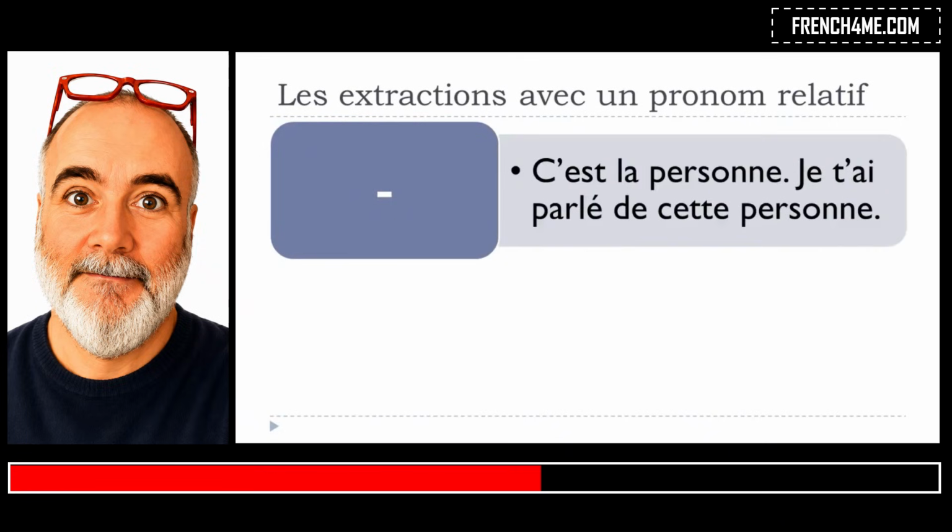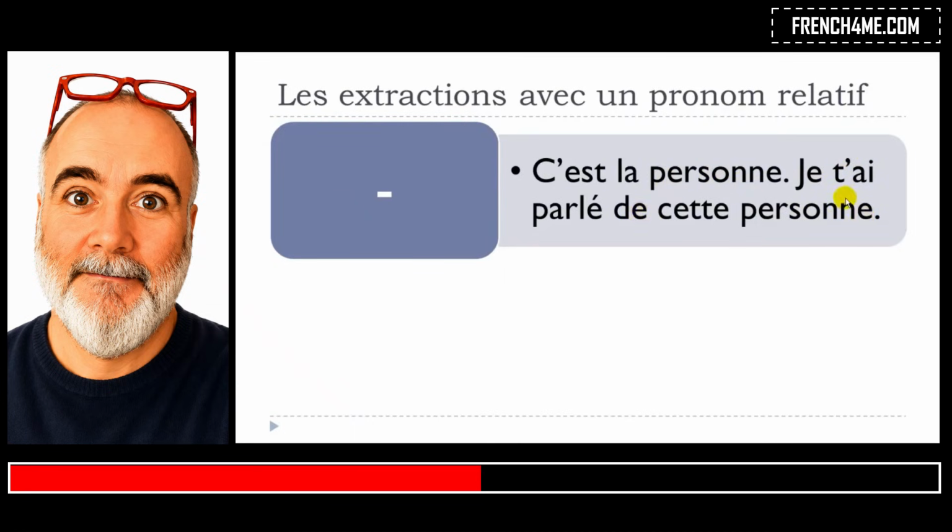Troisième exemple. So third example. C'est la personne. Je t'ai parlé de cette personne. So it's the person. It's quite strange. I mean, of course, these sentences wouldn't be used, but it's just to show you how to combine them to make the sentence we normally use. So c'est la personne, it's the person. Je t'ai parlé de cette personne, and it's interesting here because you can see that la personne is replaced here by de cette personne.